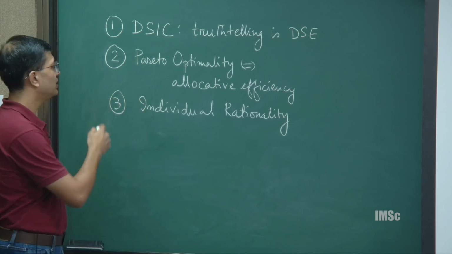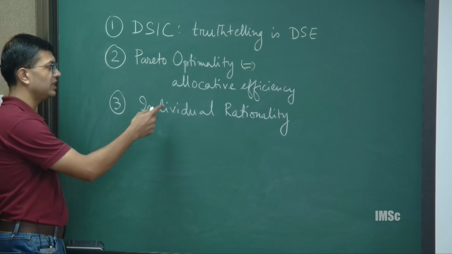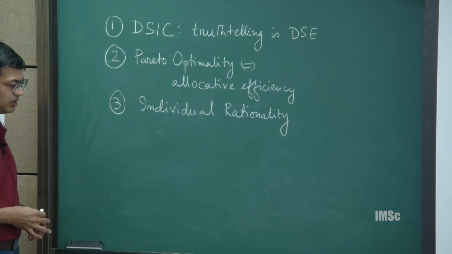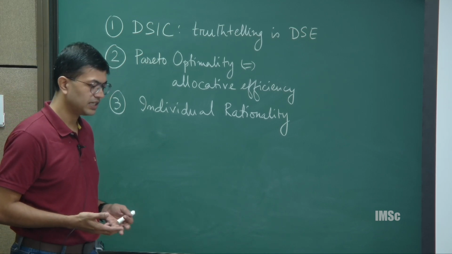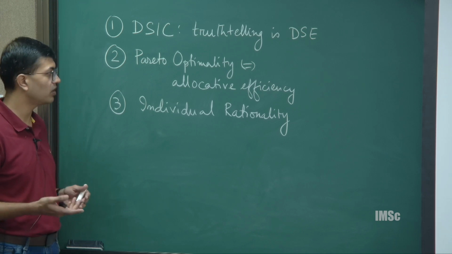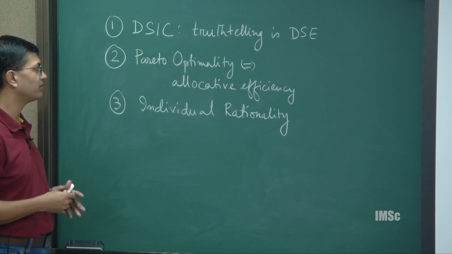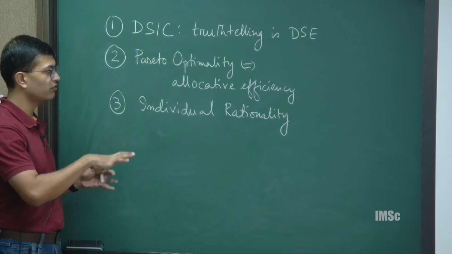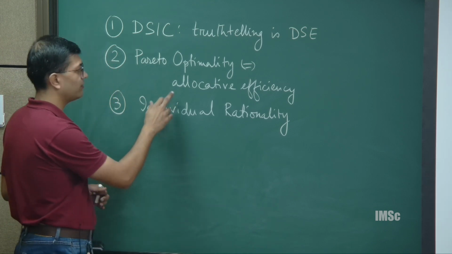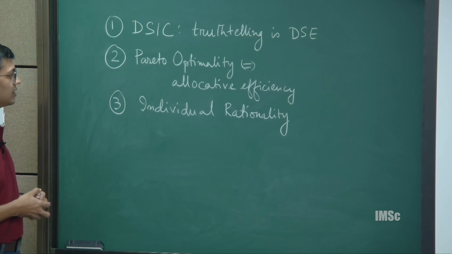Then the second objective was to achieve Pareto optimality, which we have shown is equivalent to allocative efficiency. Just to recap, Pareto optimality is an outcome where you cannot have any other outcome which is weakly better for everyone and strictly better for at least one person. If that is the case, then we are at a Pareto frontier. So we cannot make everybody better off, and we have seen that this is equivalent to allocative efficiency in the case of mechanism design with money.